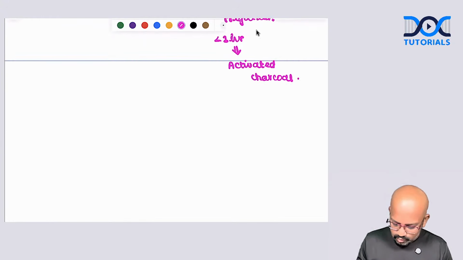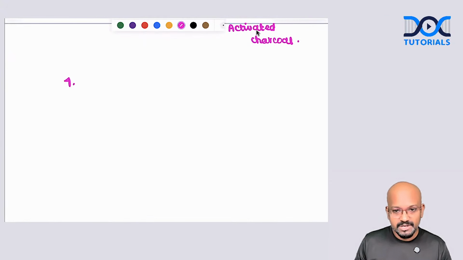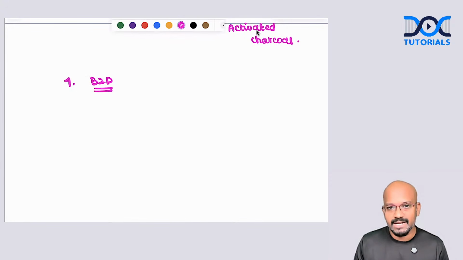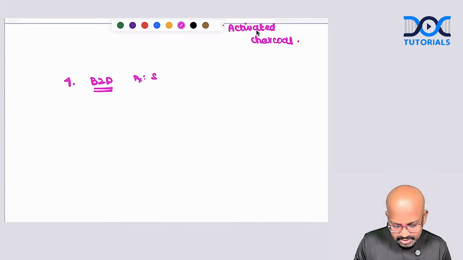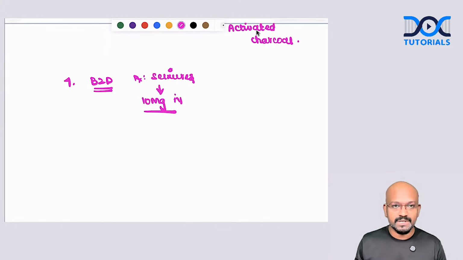Now the fourth important point is, if a patient is presenting with seizures, you can go with benzodiazepines. Benzodiazepines like diazepam, midazolam or lorazepam can be administered for the treatment of seizures if a patient is developing them. Usually we administer around 10 milligrams via IV route. That's how we manage the seizures.